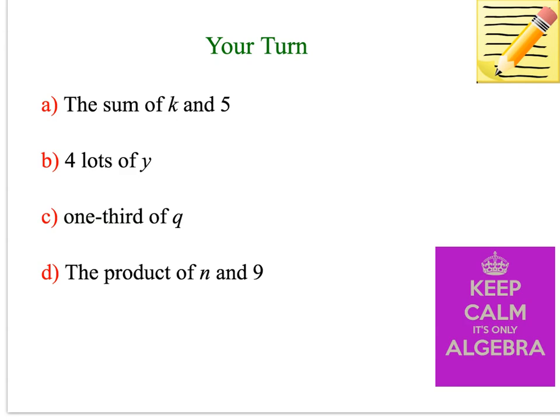So the sum of K and 5, sum means add, of course. So we have K and we add 5. Alright, 4 lots of Y. So we have 4 times Y. So 4Y. 1/3 of Q. Q divided by 3. And the product of n and 9, so we're multiplying because it's got product, and we actually write it 9n.